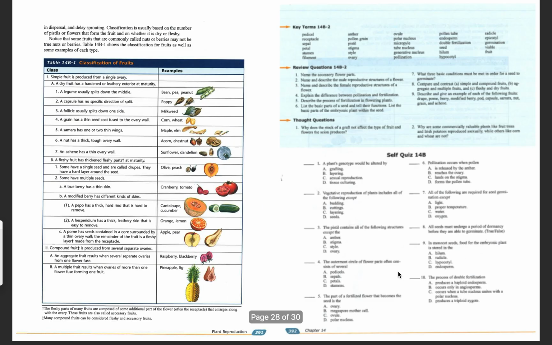All right, fruit. Okay, different types of classifications of fruits. Okay, you don't need to know all these, but it's just interesting to see it all, the different types of fruits that we like and eat. Full of sugar, okay, which is why vegetables are better for you than fruits. Okay, so there's the chapter.